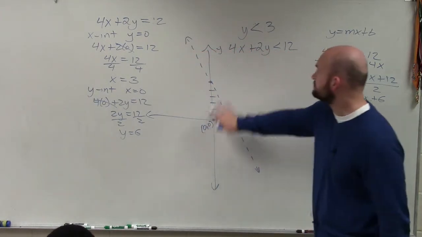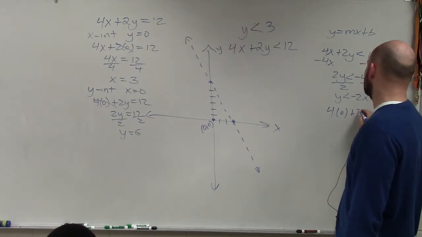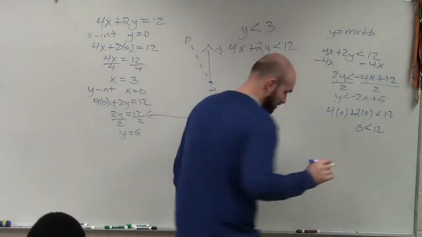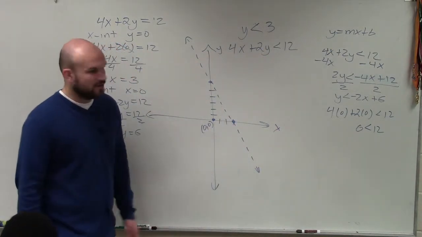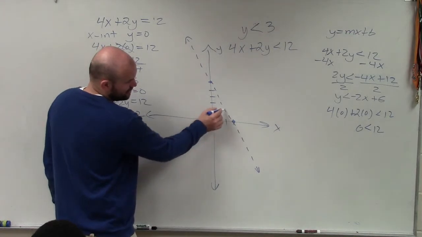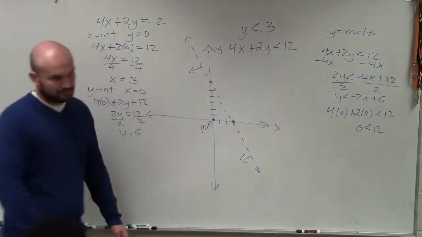So all you simply do is plug that in for x and for y. So I do 4 times 0 plus 2 times 0 is less than 12. 0 is less than 12. Is that true or false? True. So since that test point is true, I'm going to shade towards the test point.